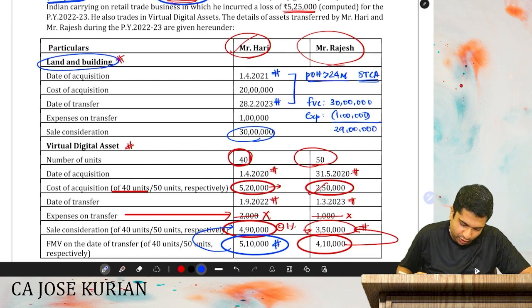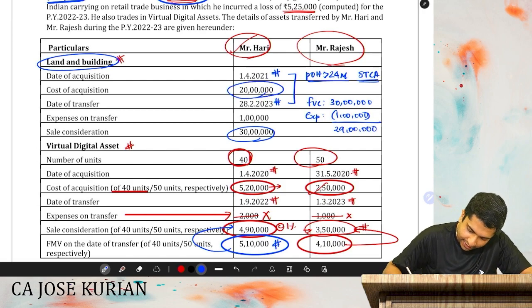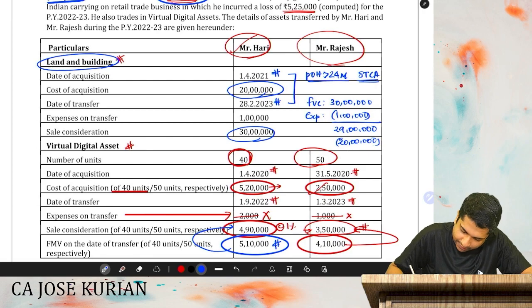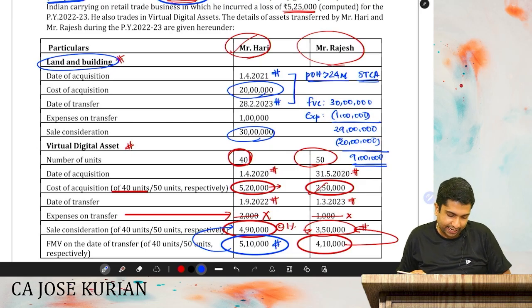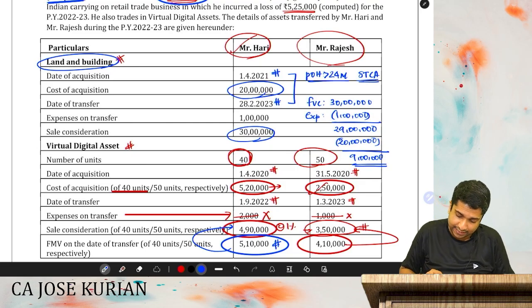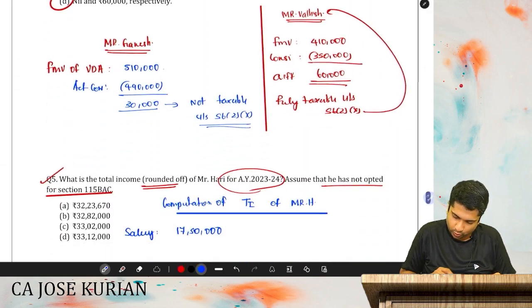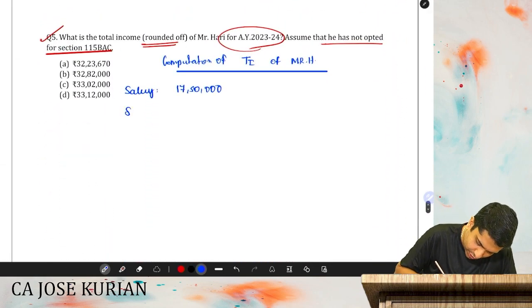Now, how much is the cost of acquisition? That is 20 lakhs. So 20 lakhs is the cost of acquisition of Mr. Hari. So after claiming that, the short-term capital gain shall be 9 lakh in the hands of Mr. Hari. So I will write that here. So salary we have written, short-term capital gain, that is 9 lakh.